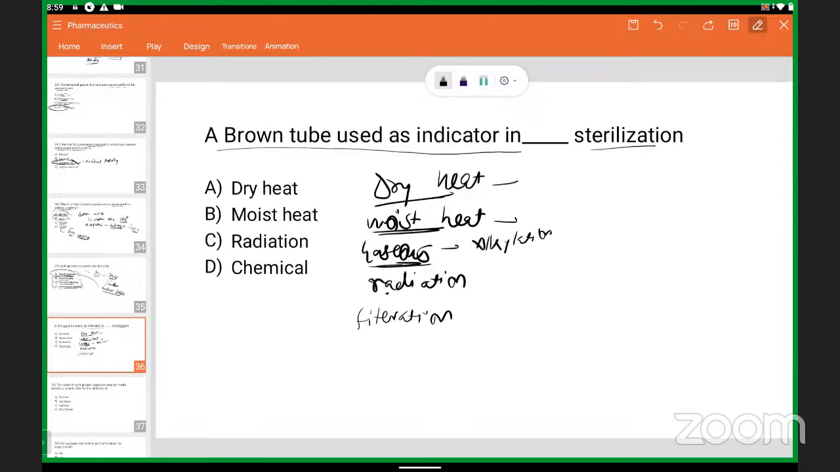In radiation, we damage the nucleoproteins, at a wavelength of around 256 nanometer, or through free radical formation. And if you see filtration, retention of the bacteria on the filter paper or filter media is the main principle of this sterilization process. Okay, if you see the biological indicators as well as chemical indicators, the chemical indicator of dry heat is a brown tube.